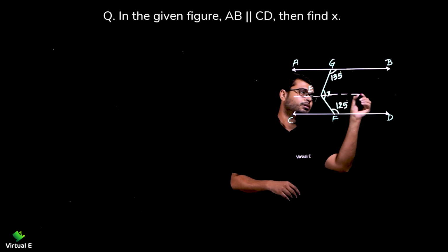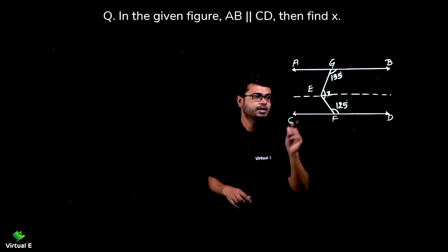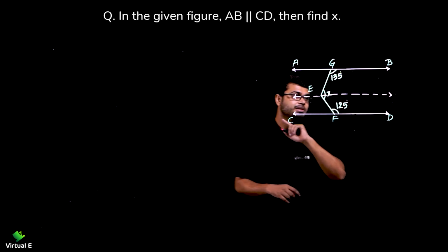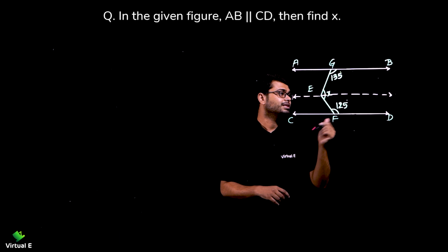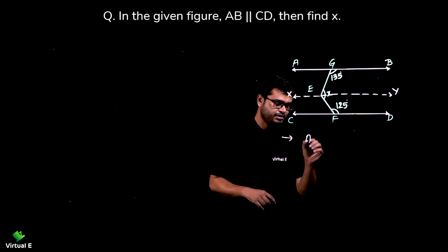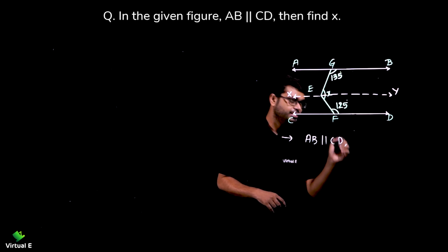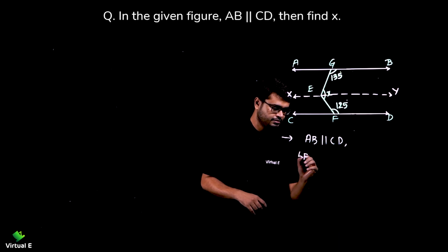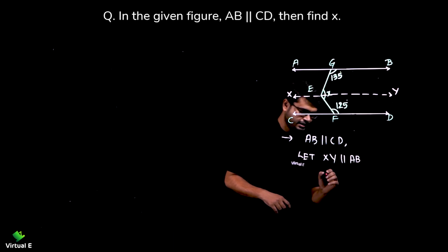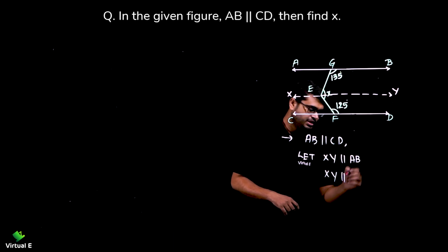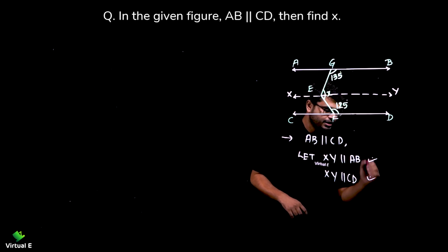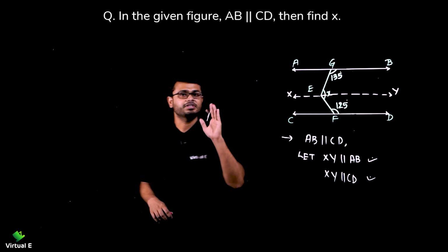So let's do that over here. Now see, when we have the third parallel line, remember it is compulsorily parallel to these two lines, right? Let's name it XY. So let's write that we have AB parallel CD. Let XY be parallel to AB and XY parallel to CD as well. Done. So this is a very important condition. Then only you can use all the properties related to transversal. Otherwise you cannot use it.